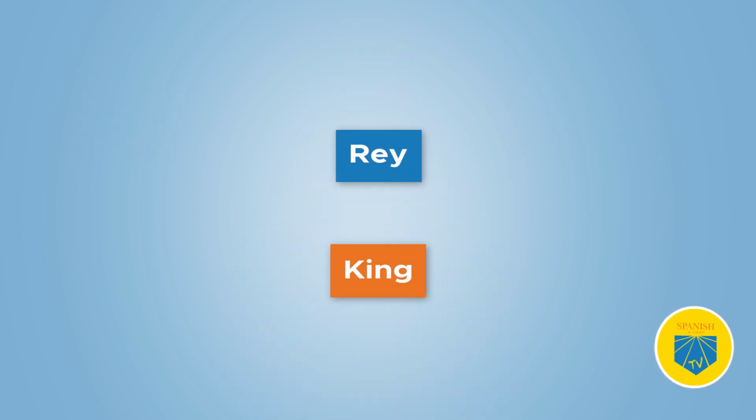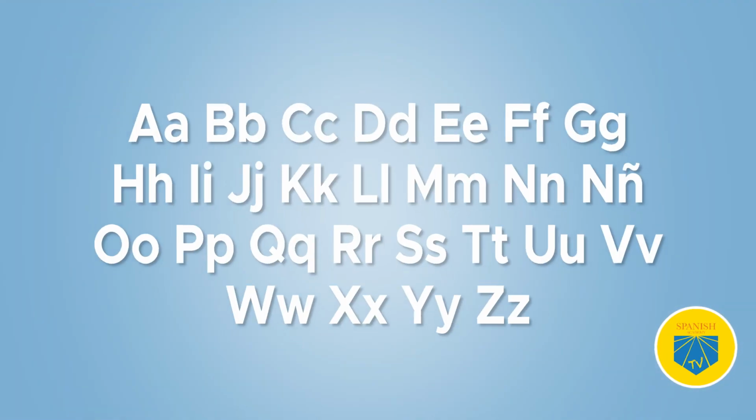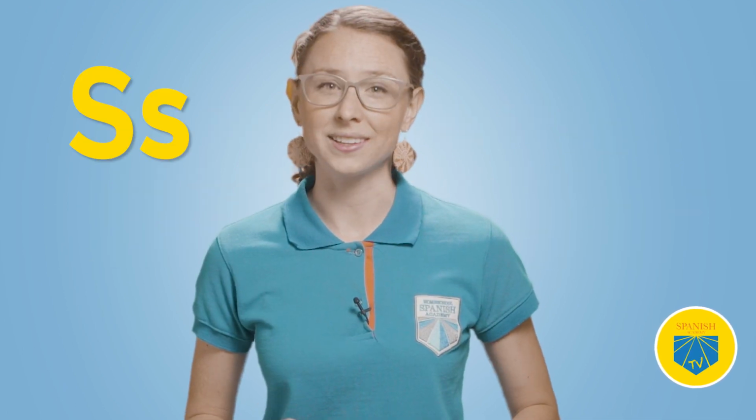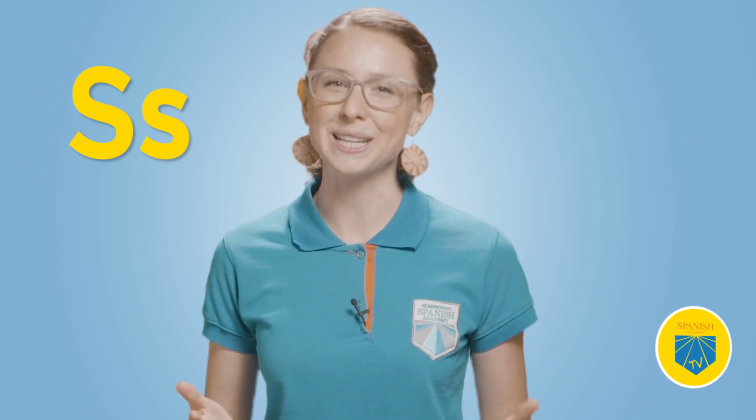Let's practice these words. Rey. Rosa. Perro. Take your time to practice this letter. Pronouncing correctly the R can take years, even for native Spanish speakers. So be patient with yourself. After the R comes the letter S. The S is pronounced exactly the same in both English and Spanish. So you'll master this letter pretty quickly.